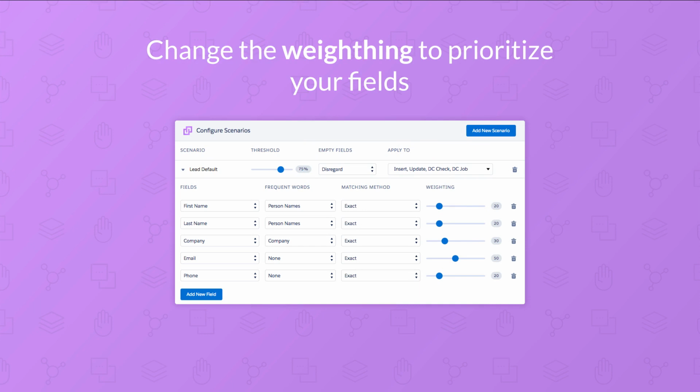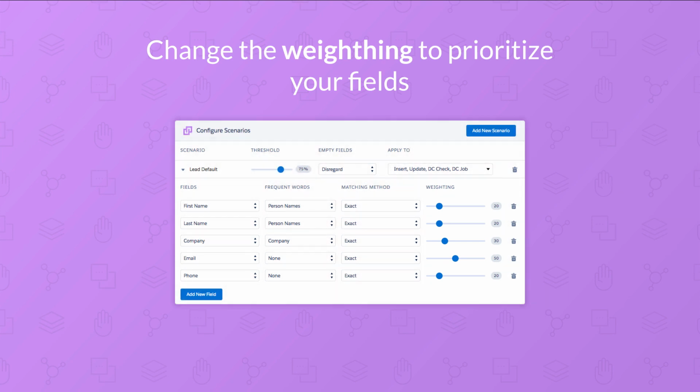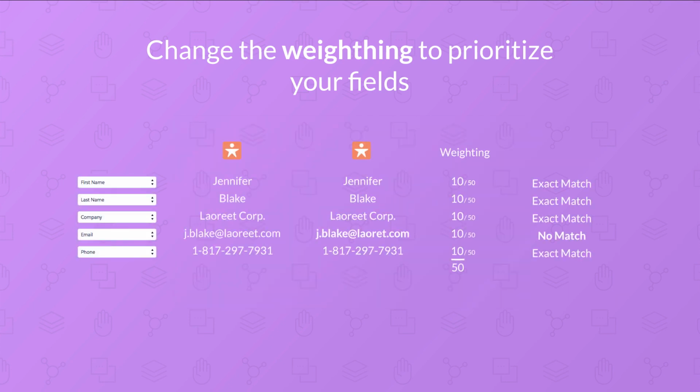To decide how much impact each individual field has on the matching percentage, duplicate check uses the weighting setting. By setting an equal weighting at all fields, every field has exactly the same impact on the matching percentage. When using 5 fields in a scenario combined with an equal weighting, every individual field is responsible for 20% of the total matching percentage. The 5 fields combined can reach 100% matching percentage. Check out this example. If only the email address is not a match in both records, the total matching percentage will be 80%.